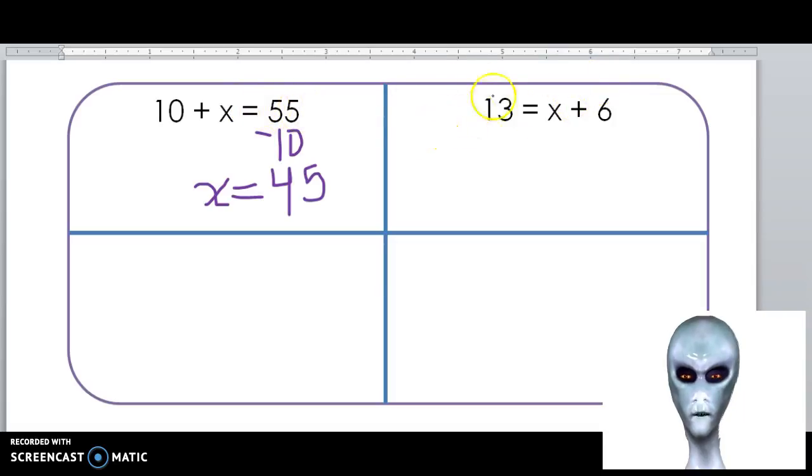On this side, we need to balance out to 13. So 13 has to be balanced to some number plus 6 has to equal 13. In order to do that, we're going to use the inverse operation of addition and subtract both sides by 6. 13 minus 6 is 7, which is equal to my unknown.